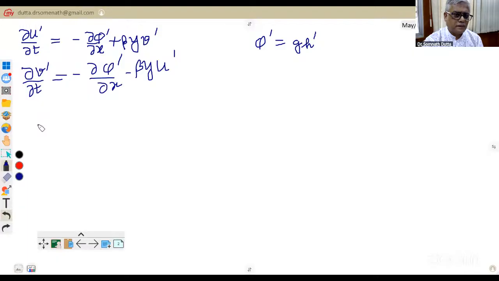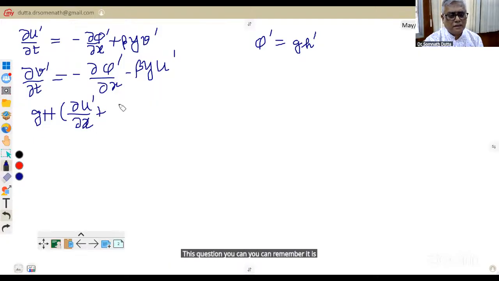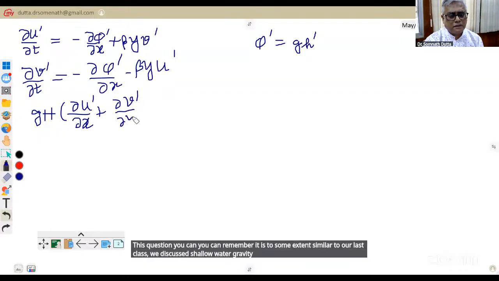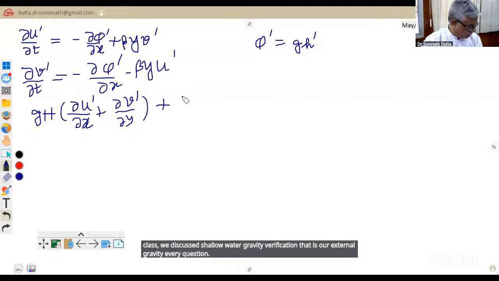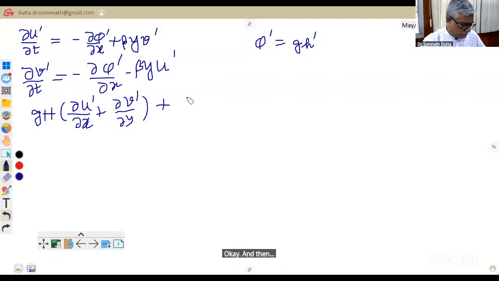And then our next equation, the continuity equation, looks like this: gH into del u prime plus del phi prime by del t equals 0. You can remember this equation is to some extent similar to our last class, where we discussed the shallow water gravity wave equation, that is our external gravity wave equation. So the second step is over.